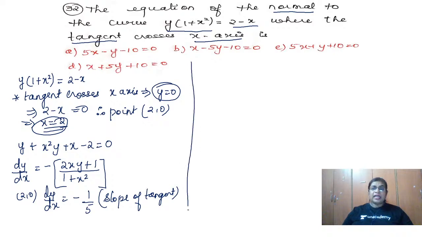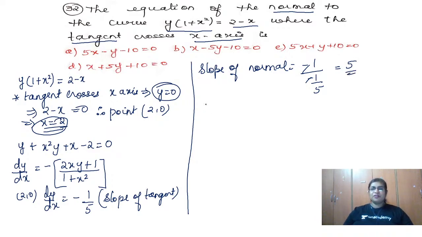I know that the tangent line and the normal line, how are they? Perpendicular to each other. So I know m1 m2 is equal to minus 1. So if m1 is the slope of the tangent, then m2 is equal to minus 1 by slope of the tangent. That is the normal. So therefore slope of normal is equal to minus 1 by slope of the tangent, that is minus 1 by 5. So minus minus cancels, 1 by 5. So slope of the normal is equal to 5.